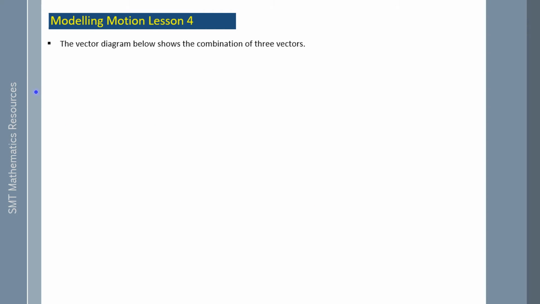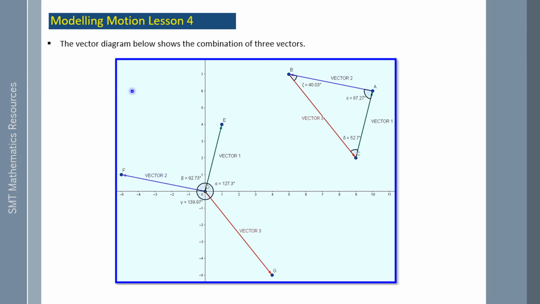The vector diagram below shows the combination of three vectors. So I've got vector 1, 2, and 3. And those three vectors can then be translated into a triangle of forces. So I've got vector 1 here, vector 2, and vector 3. The same three vectors are drawn as a triangle. The reason is because the net force is 0. If it wasn't a stable system with a net force of 0, I wouldn't be able to do that.